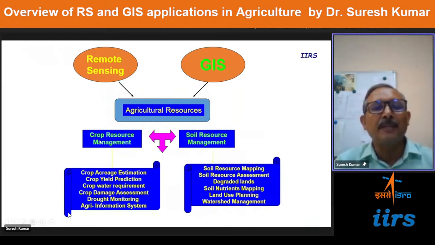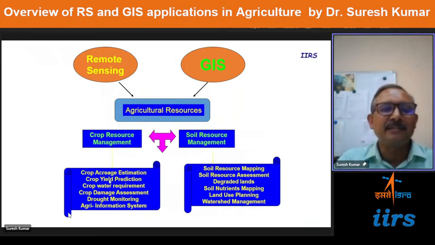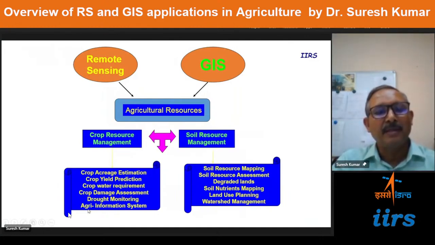In crop resource management, the various topics dealt with using remote sensing techniques are crop acreage estimation, crop yield prediction or forecasting, crop water requirement, and crop damage assessment, where damage may be because of insects, pests, or other causes. Also drought monitoring, agriculture drought monitoring, and agriculture information systems. These are the topics covered under crop resource management.